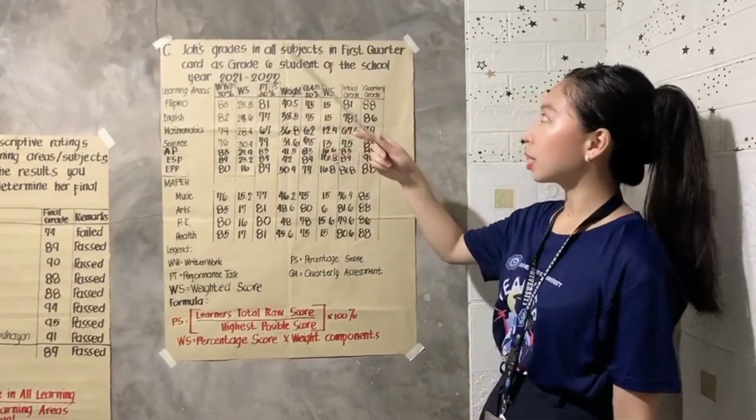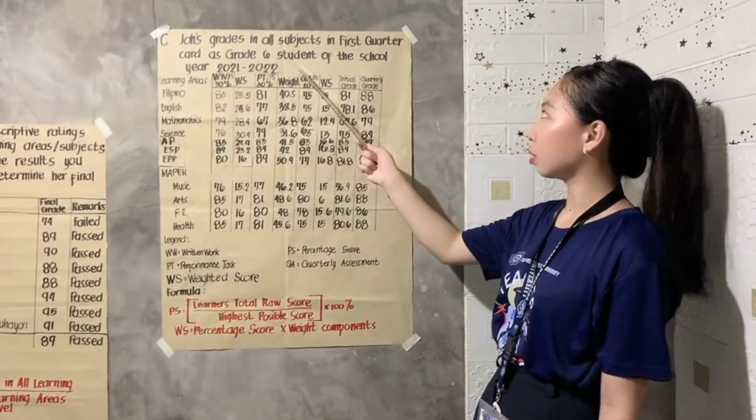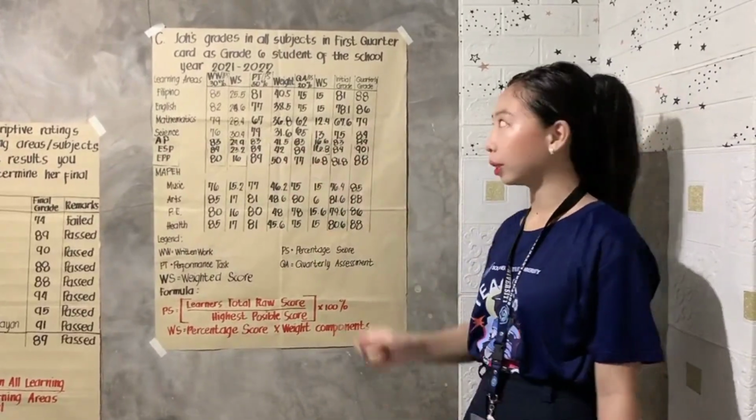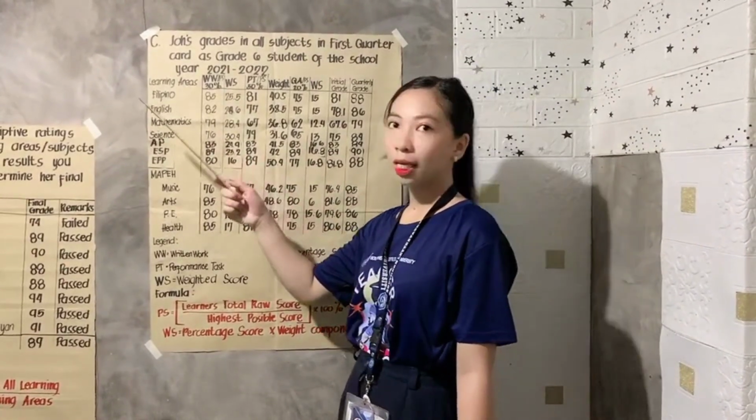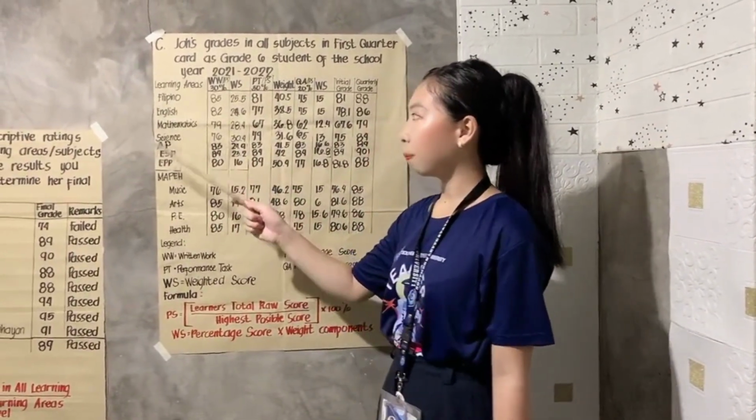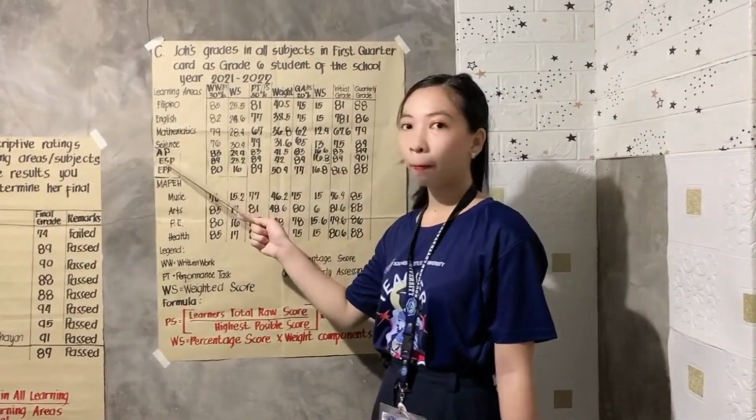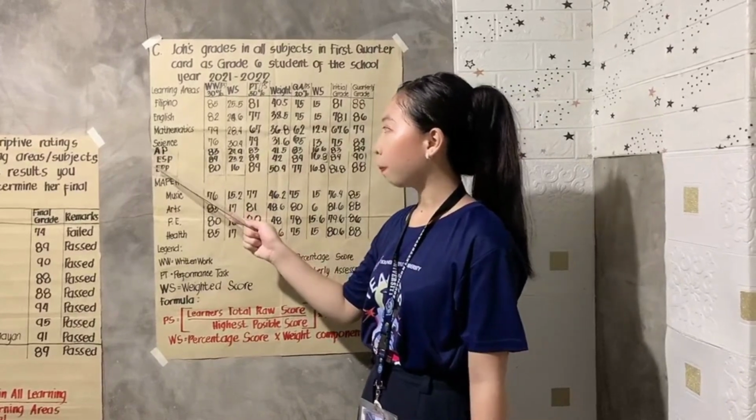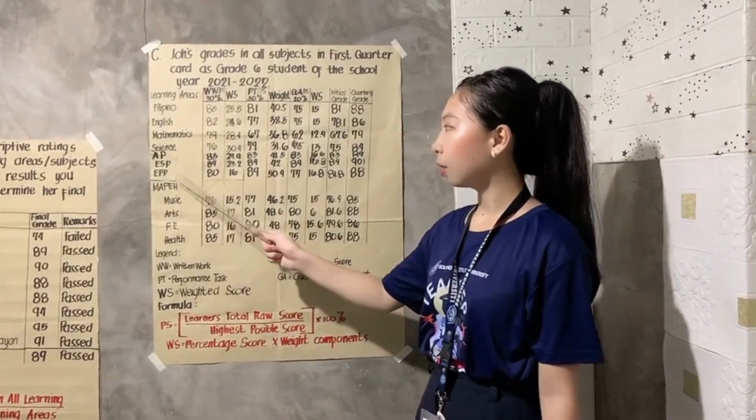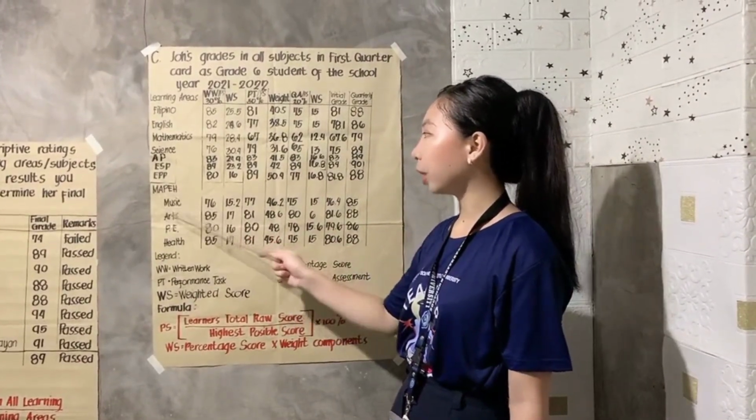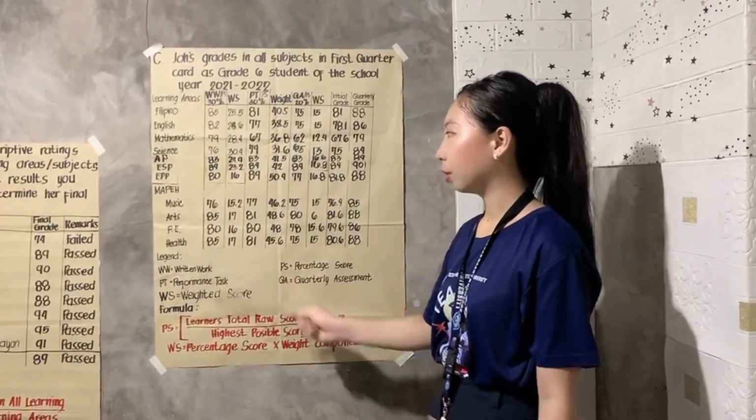John's grade in all subjects in the first quarter card as a grade 6 student of the school year 2021-2022. So the learning areas are composed of subjects such as Filipino, English, Mathematics, Science, Araling Panlipunan, Edukasyon sa Pagpapakatao, Edukasyon sa Pantahanan at Pangkabuhayan, and MAPE. The MAPE has different learning areas, which are music, arts, PE, and health.